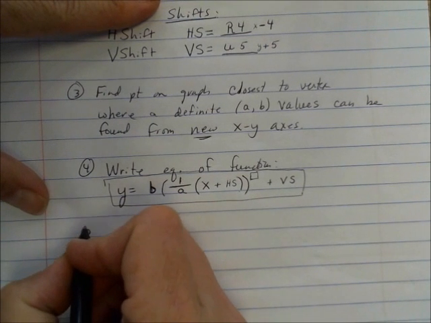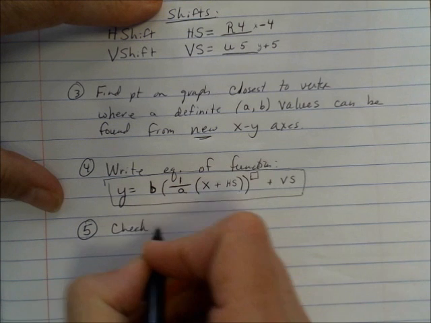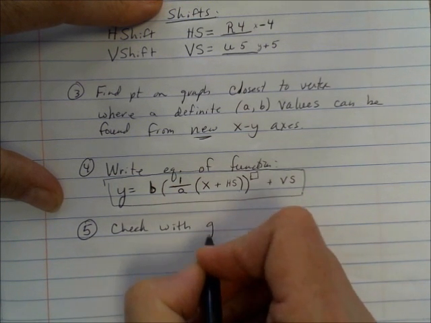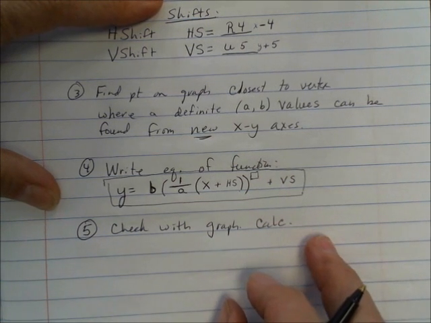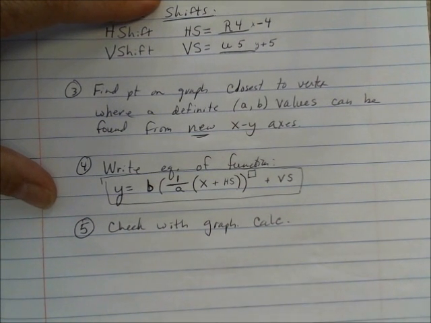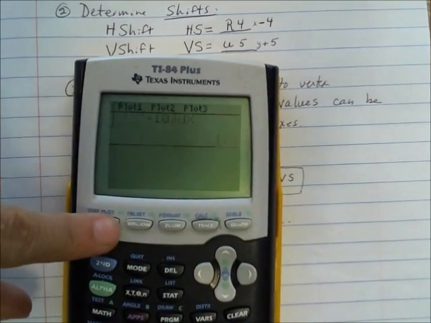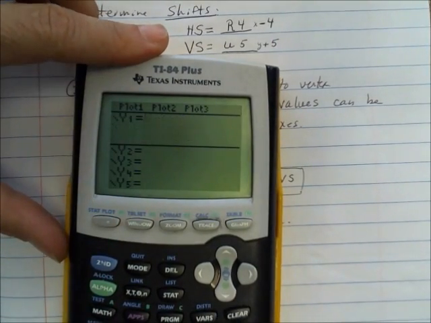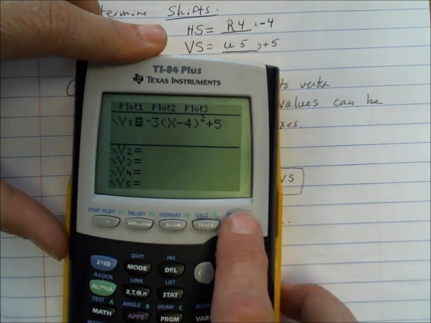And that leads us to our last step, which is check on the graphing calculator to make sure it matches. Check with the graphing calculator. Of course, when you get to a quiz or a test, I'm not going to allow this, but in the beginning when you're just practicing this, it's a good idea. So let's take a look at this inside here. -3, parentheses, x minus 4 squared plus 5. Take a look at the graph.